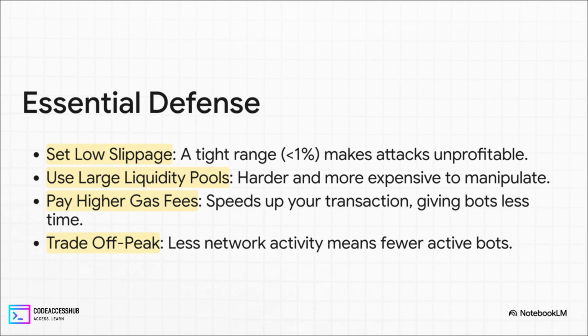First up, and this is a big one, set a really low slippage tolerance. Keep it under 1% if you can. What this does is, if the price moves too much before your trade executes, the trade just fails. That makes the whole attack unprofitable for the bot. Another great tip, stick to trading in really large liquidity pools. It's just way more expensive and harder for an attacker to move the price in a giant pool. You can also try paying a little extra in gas fees to get your transaction confirmed faster, giving bots less time to react. Or, try trading when the network is quieter, like during off-peak hours.